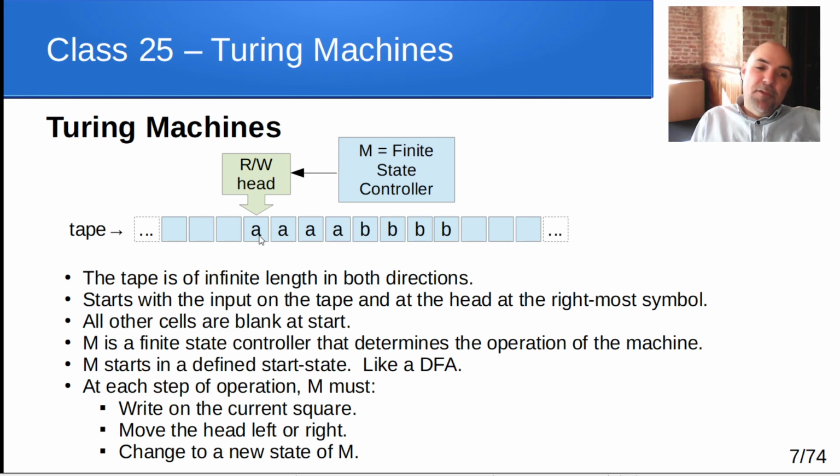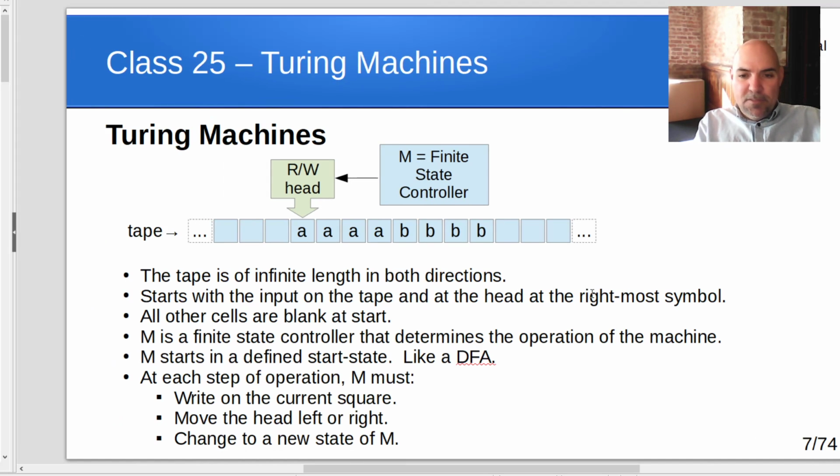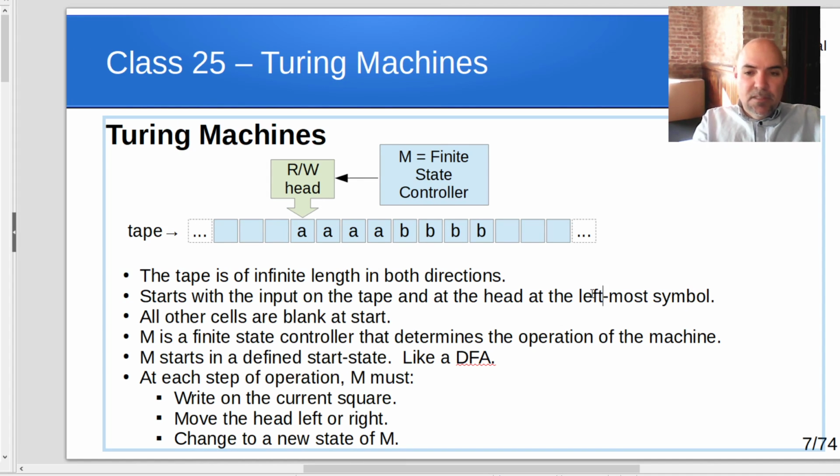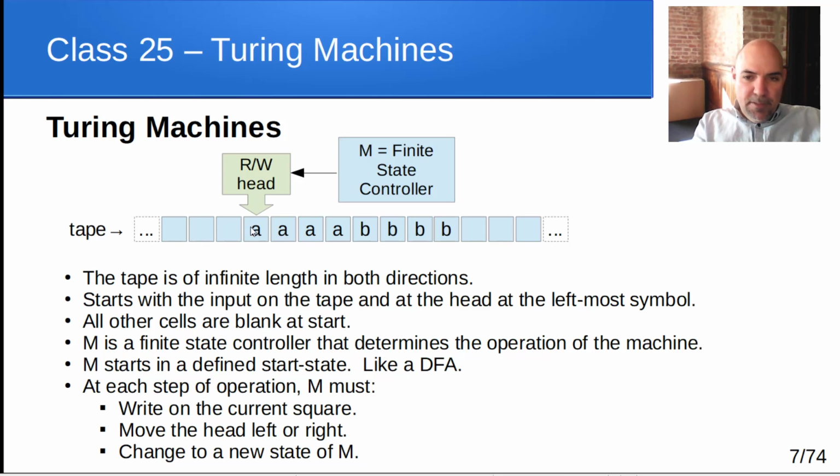So a couple things about that. I have some bullet points below. The tape is infinite length in both directions. It starts with the input on the tape with the head at the leftmost symbol. That should say leftmost symbol. I don't know why it says right there. Leftmost symbol. So in other words, at the beginning of the input.